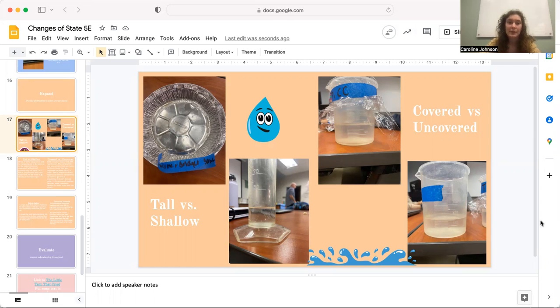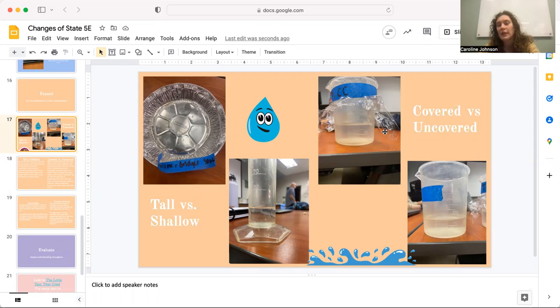As you can see here, the shallow container lost all of its water, but this tall container seems to be slightly below 30. They both started with 30 milliliters of water. The shallow container had more surface area, allowing all 30 milliliters of water to go up into the air. But in this tall container, it was contained, so less water vapor was able to escape.